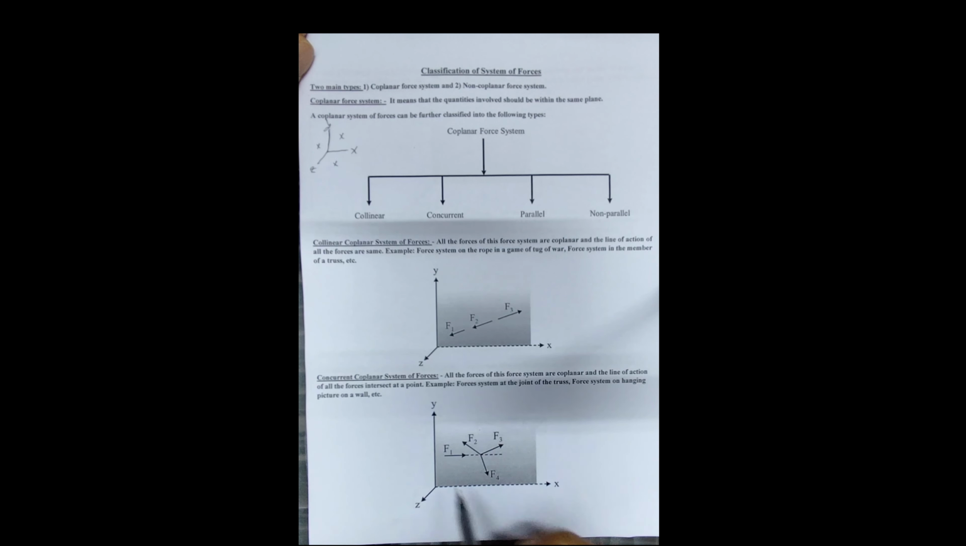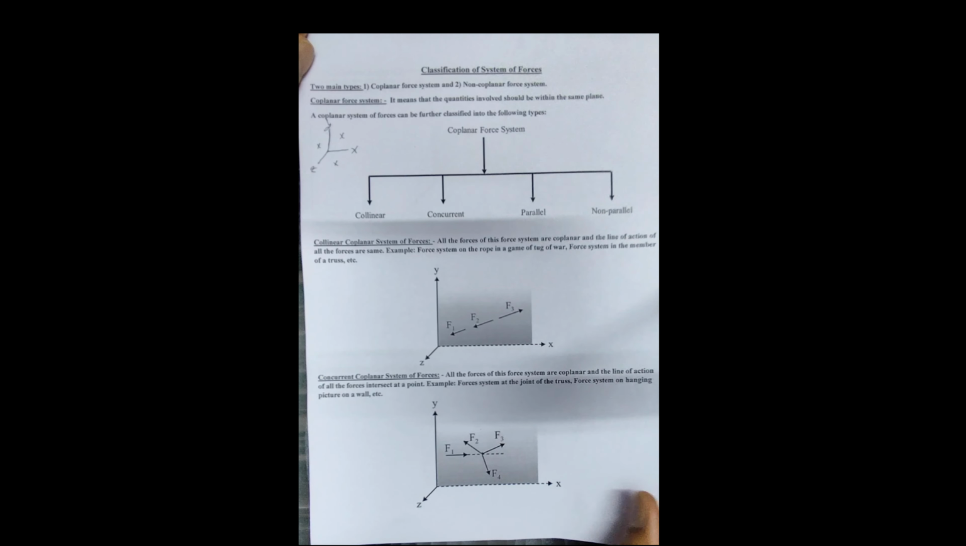Next, concurrent coplanar forces. That means all forces lie in a single plane, in the case of the picture, that is the xy plane. But the line of action passes through a single point. Suppose these are F1, F2, F3 and F4, the four forces. The line of action may be in this direction, this direction, this direction, or this direction, but the line of action passes through a single point. That is called a concurrent force, and all the forces lie in a single plane.